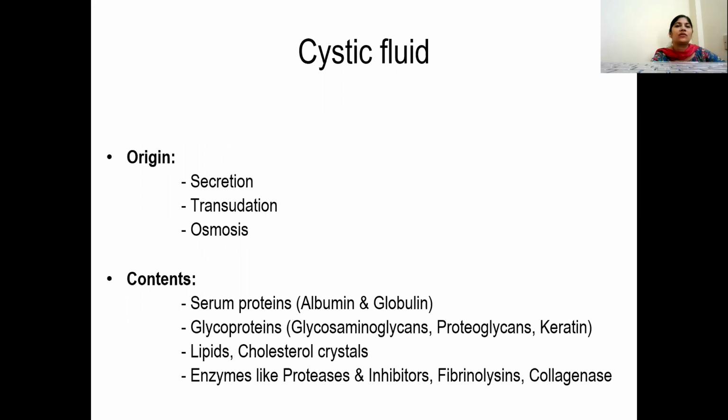Cystic fluid origin is either by secretion, transudation, or osmosis. The cyst consists of cystic fluid, so these are the various origins of the cystic fluid. What are the contents of the cystic fluid? It is serum proteins like albumin and globulin, glycoproteins like glycosaminoglycans, proteoglycans, keratin, lipids, cholesterol crystals, and enzymes like proteases and inhibitors, fibrinolysins, and collagenase.